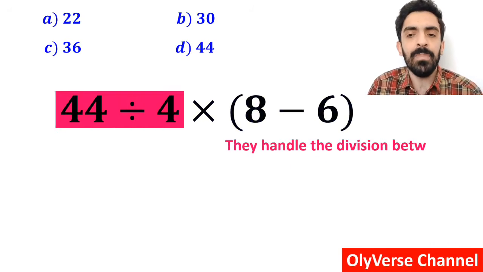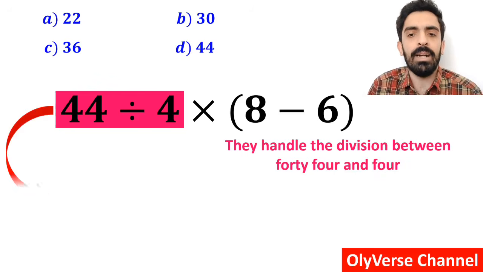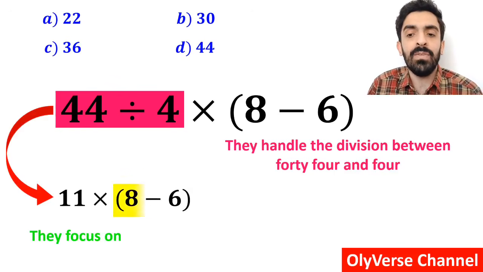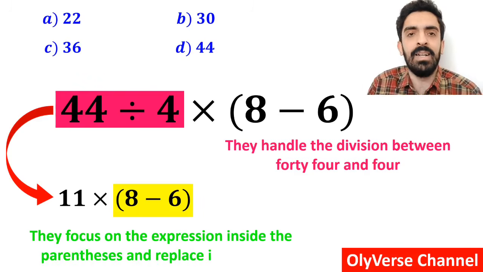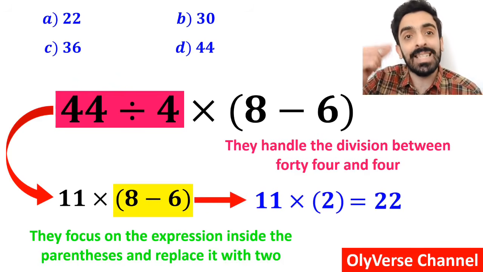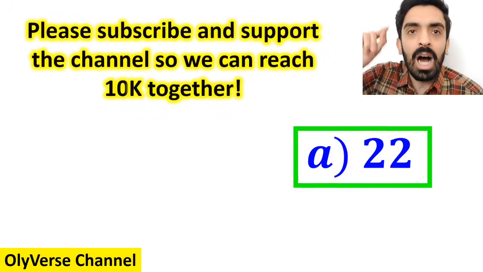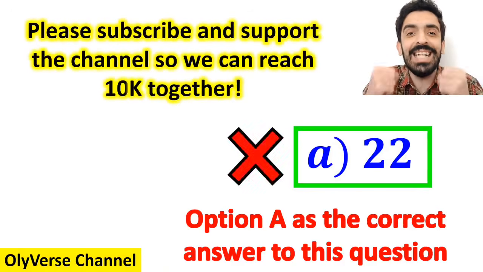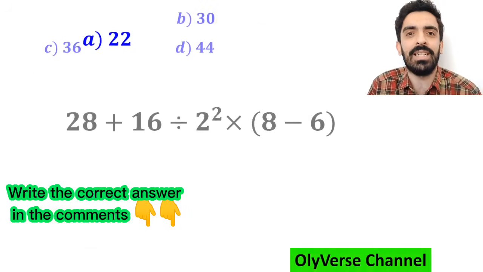Then they handle the division between 44 and 4 and replace this expression with 11 multiplied by 8 minus 6 inside the parentheses. And the final step, they focus on the expression inside the parentheses and replace it with 2. So, this expression becomes 11 multiplied by 2, which finally gives them the answer 22. Then, they quickly look at the options and choose option A as the correct answer to this question. But, I have to say, we're tricked and it's not the correct answer to this question.